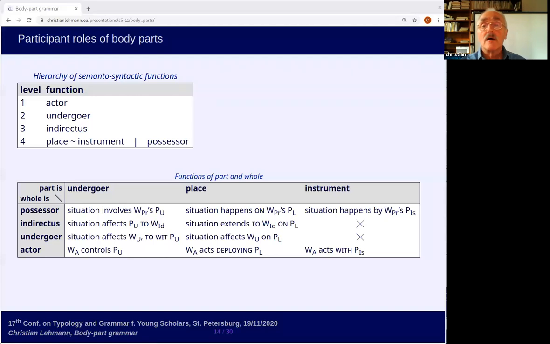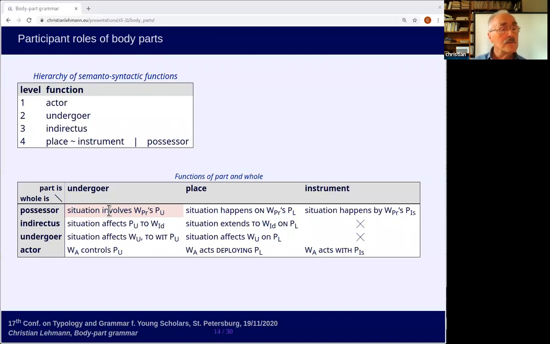The two sets of basic functions available to the part and to the whole in a clause constitute the criteria of the cross-classification of this table here. The cells are filled with schematic representations of the functional configuration. The configurations crossed out are assumed to be non-existent. So we'll come stepwise to all of these construction types.